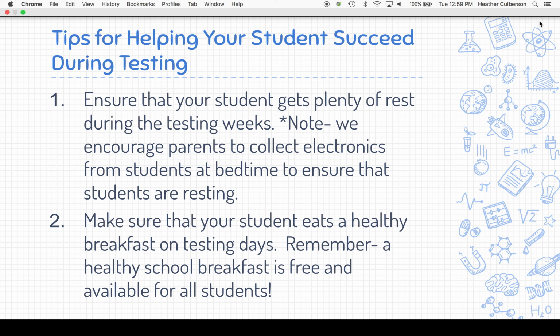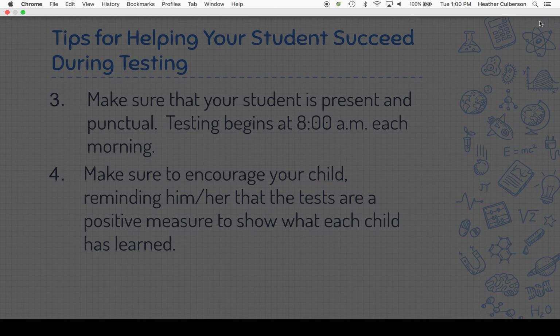Also, make sure that your student eats a healthy breakfast on testing days. Remember, school breakfast is still free and it's available to every student for free in the morning. So, encourage your child to get a cafeteria breakfast, or you can give them a breakfast at home, but just make sure that they are rested and they have a good breakfast.